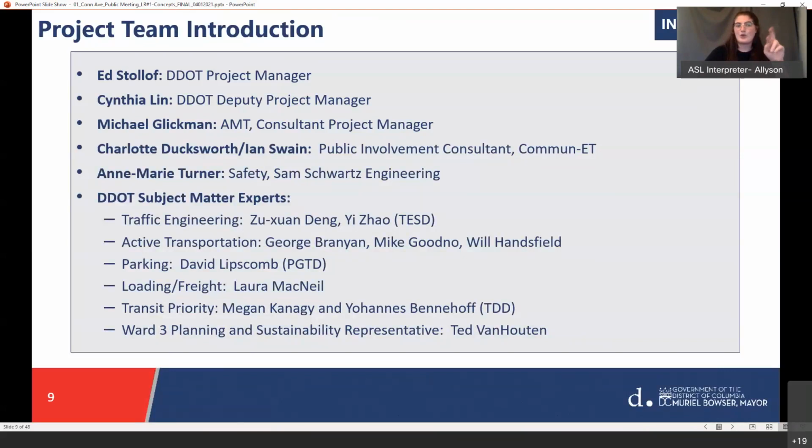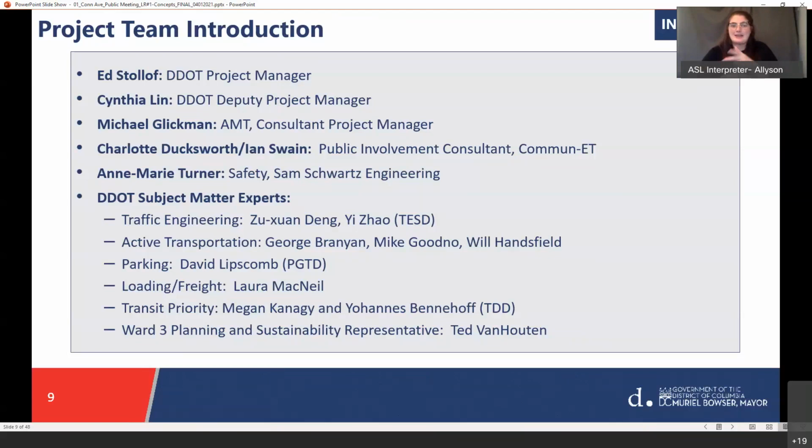We have a number of DDOT subject matter experts tonight that will help answer some of our questions. For traffic engineering, Zushan Dang and Yi Zhao. Active transportation, George Branion, Mike Goodnow, and Will Hansfield. Parking, David Litzcomb. Loading and freight, Laura McNeil. Transit priority, Megan Kanagi and Johannes Benhoff. Ward 3 Planning Sustainability Representative, Ed Van Hooten.